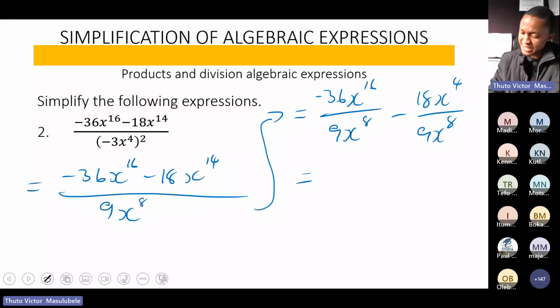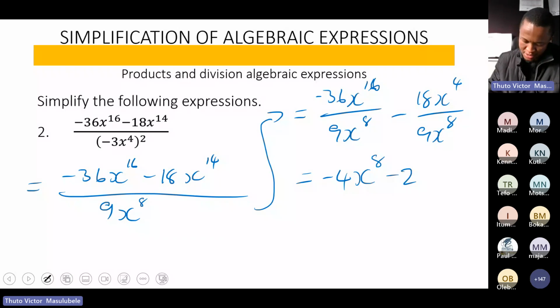And what happens here? -36 divided by 9 will give us -4. Now, what happens now, grade 8, when we are dividing by the same base? You keep the base and you subtract exponents. 16 minus 8 will give us 8. Minus -18 divided by 9 will give us -2.